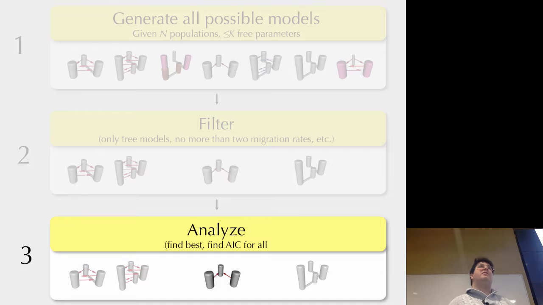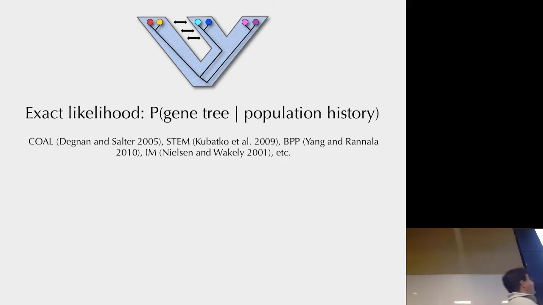So how do I calculate the likelihood here? What we'd ideally do, what seems natural, is exact likelihood. You just plug and chug. I have the probability of the gene tree given the population history, and I calculate the likelihood. And you can do that in things like coal.